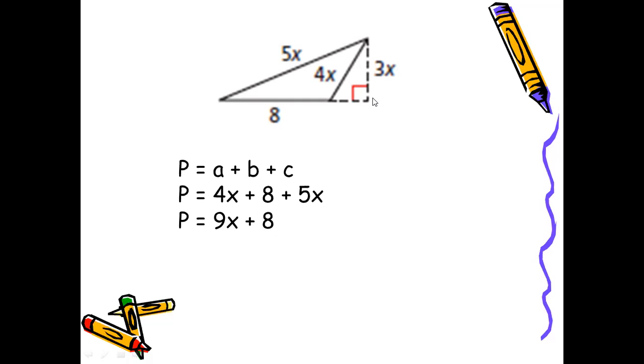This, shown with the dotted lines, is the height. Okay, so to find the perimeter, we have 4x, that's A, plus 8 plus 5x. So you add the like terms: 4x plus 5x is 9x, plus 8. So this is going to be the perimeter for this triangle.